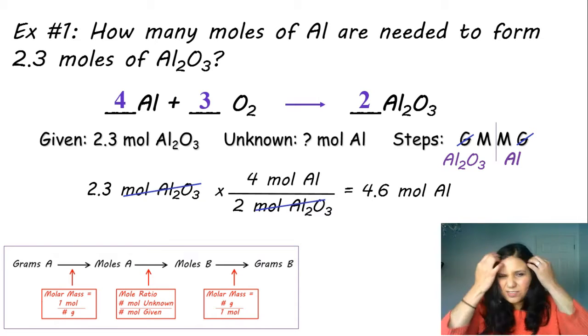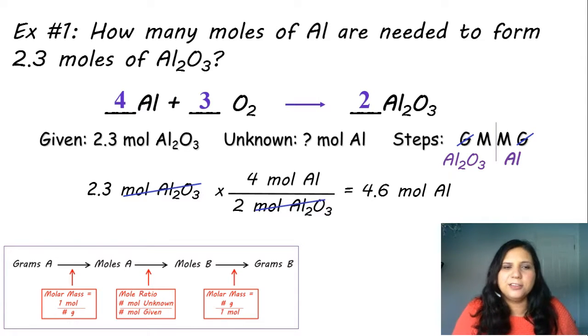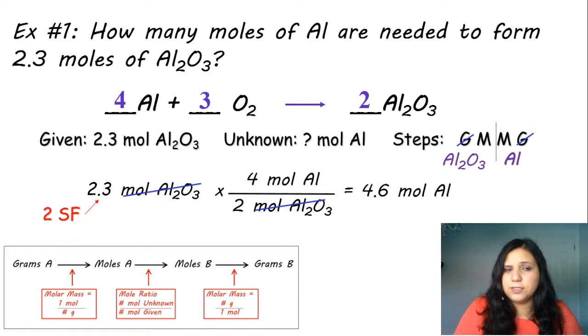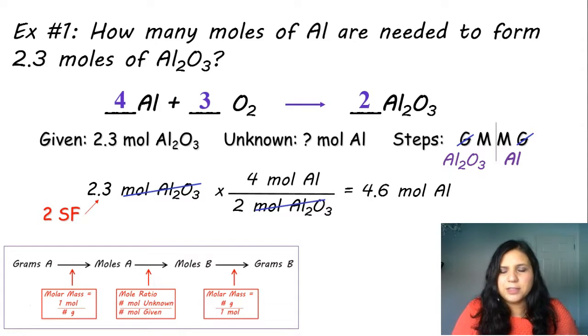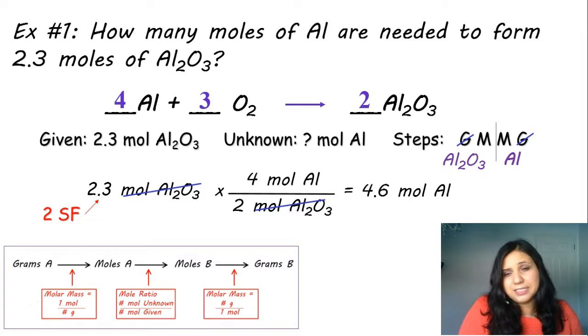All right, so now we just have to worry about finishing this problem by looking at the number of significant figures. So 2.3 has 2 sig figs, and 4 and 2, well, you'd think that you just have 1 significant figure, but this is a conversion factor. It's kind of like a definition. We know that for every 2 moles of aluminum oxide, there's going to be 4 moles of aluminum according to that balanced equation.